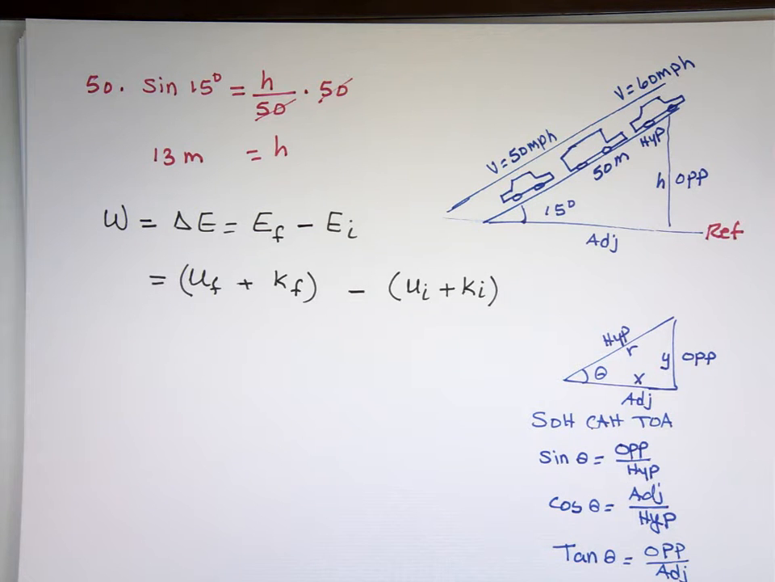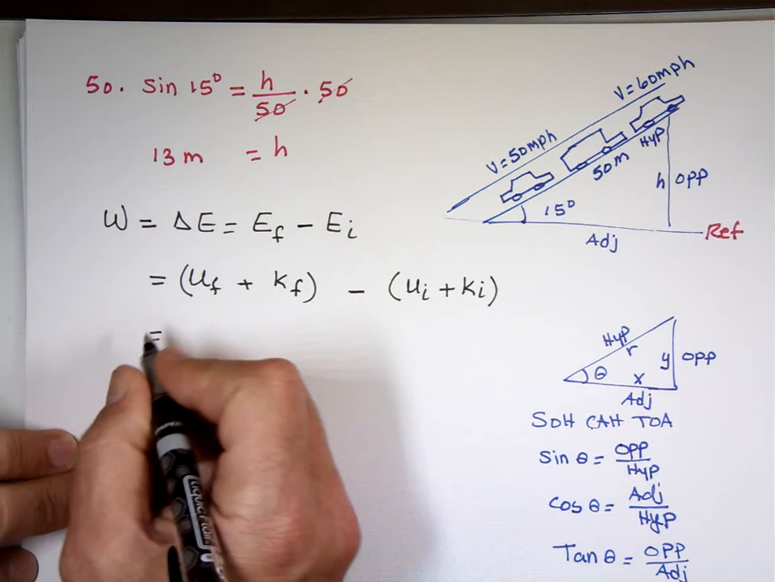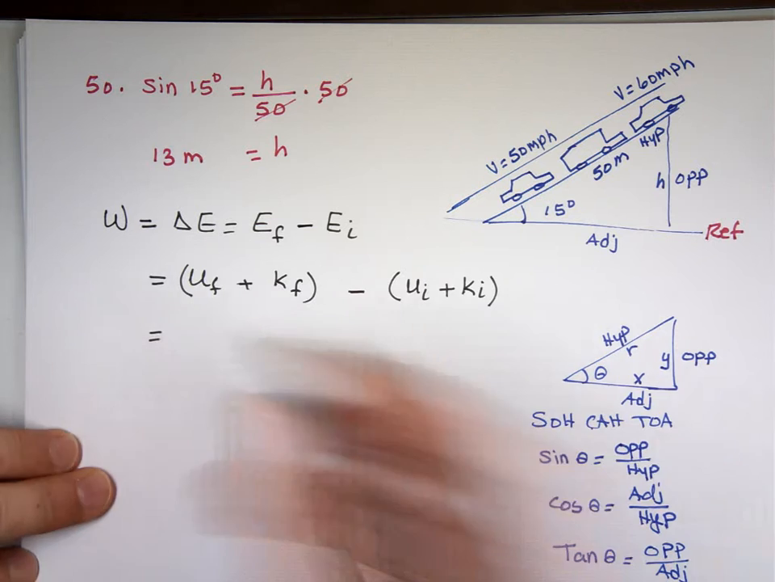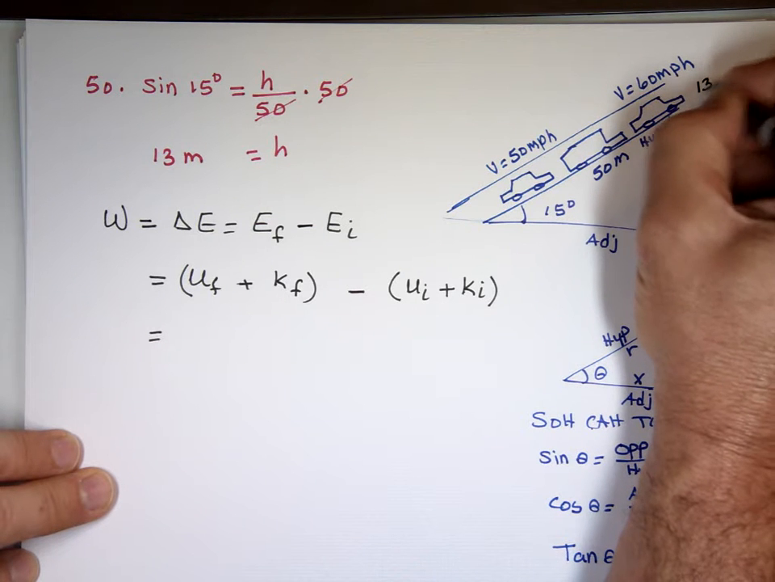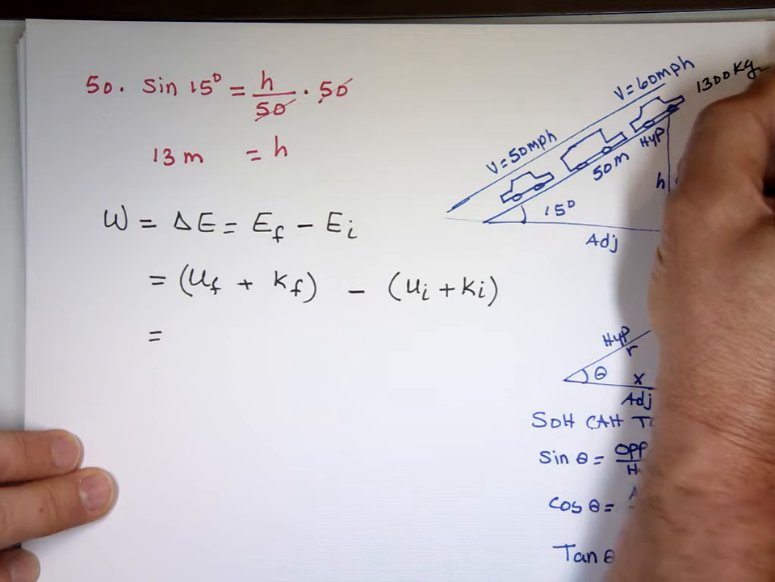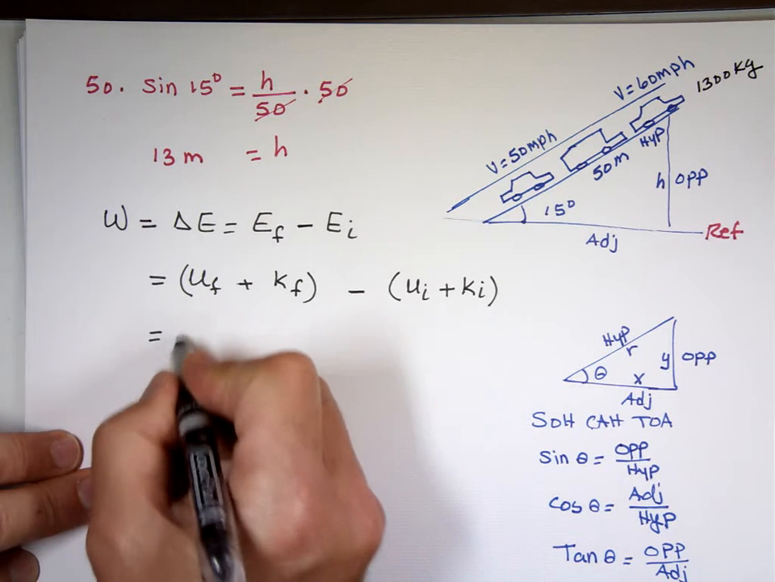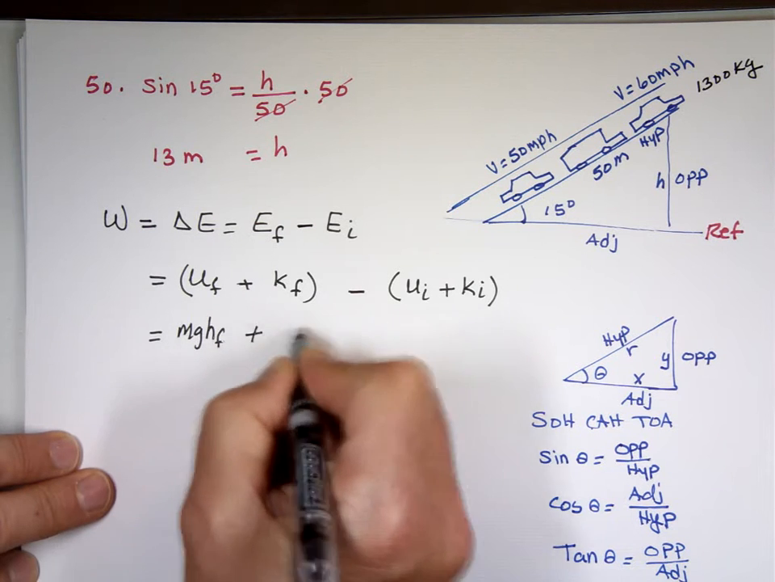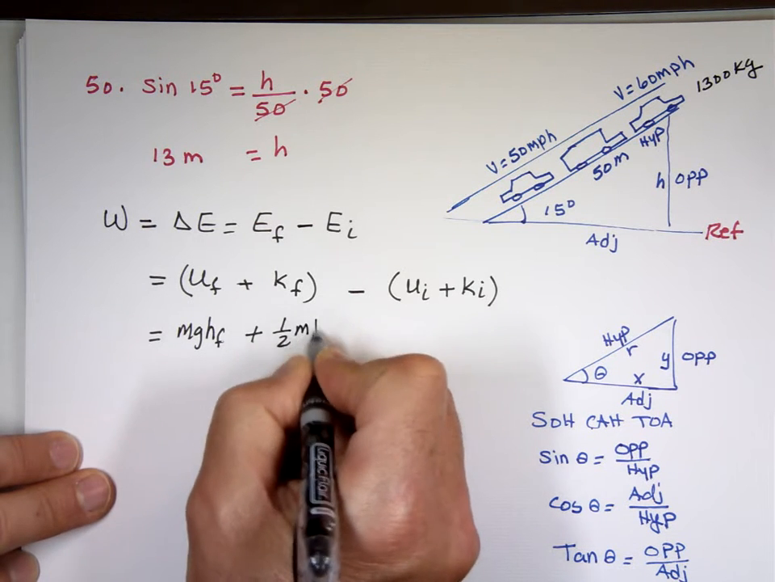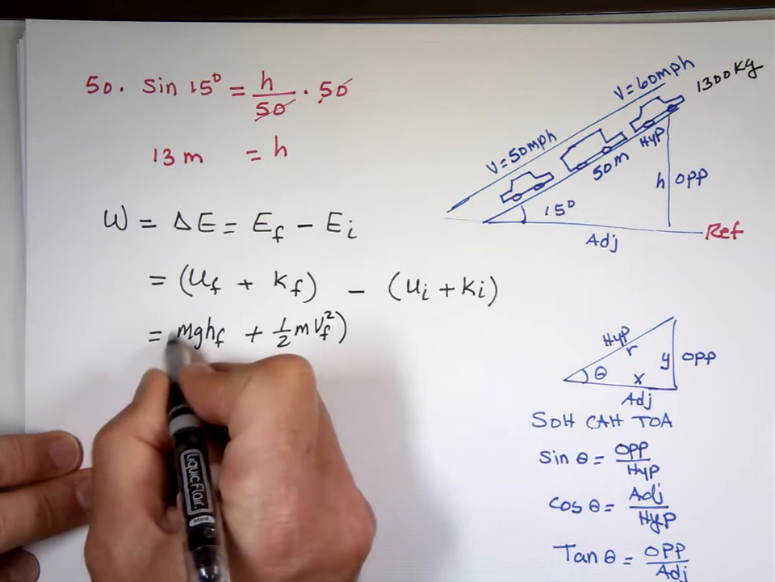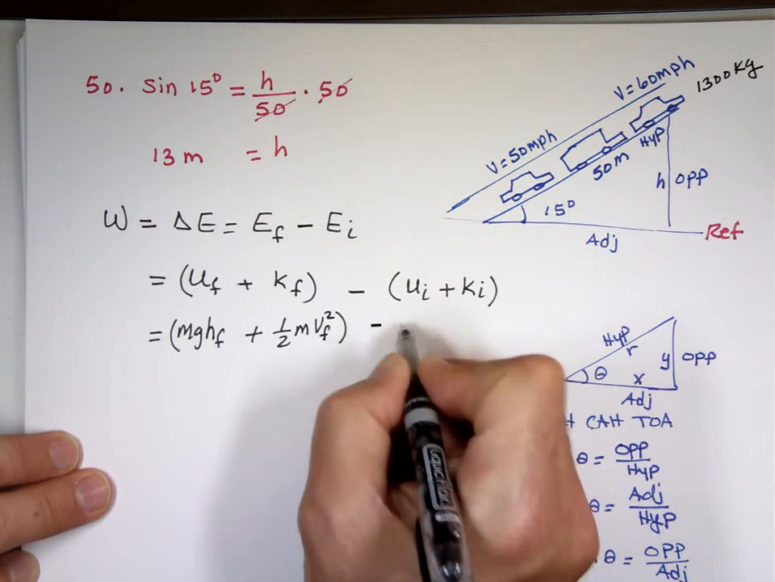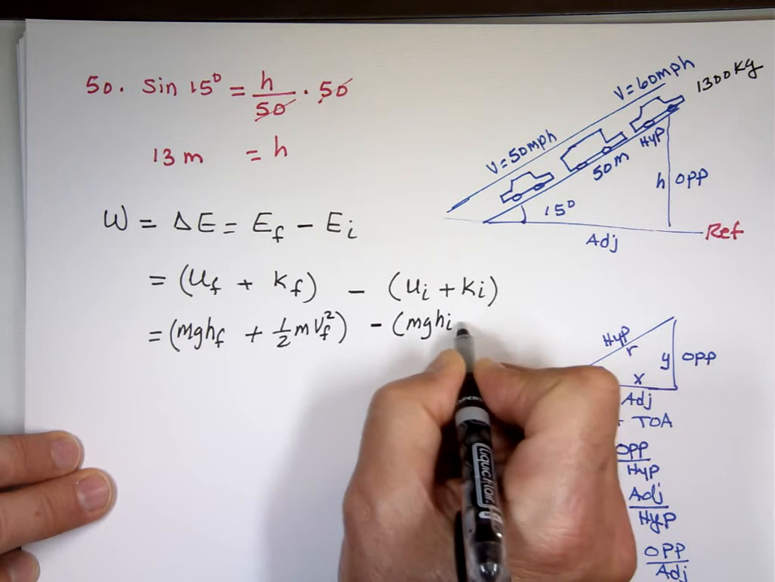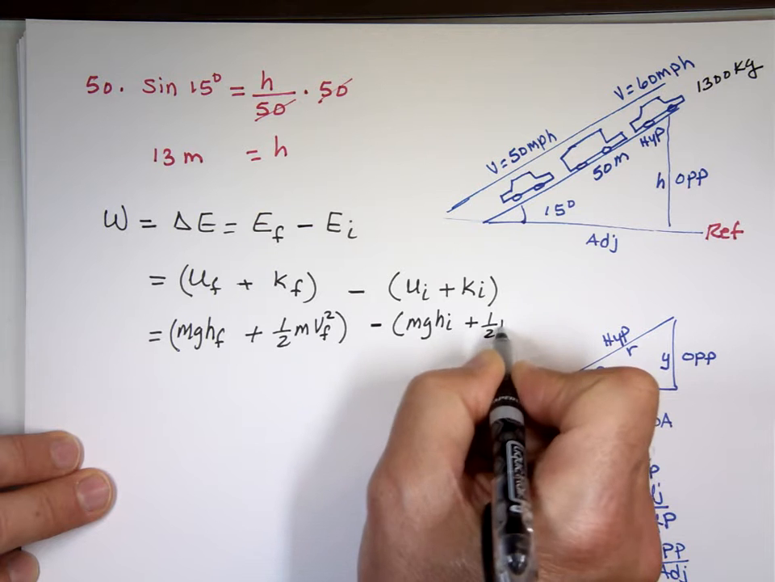What is my potential energy? It's the mass. We never give you a mass for the car, right? Your car is what, 1,300 kilograms? So it's the mass, gravity times final height, plus 1/2 m v final squared, minus mass, gravity, initial height, plus 1/2 mass v initial squared.